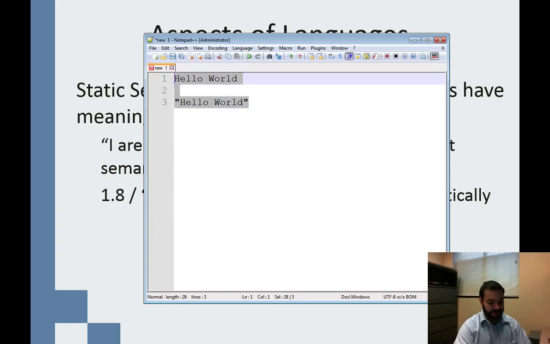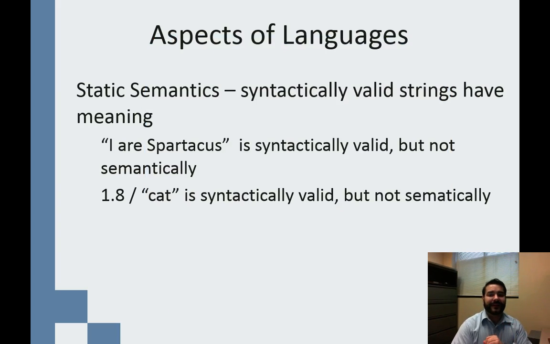The same thing actually happens with programming. Something like 1.8 divided by 1.8. That's syntactically valid. That's semantically valid. 1.8 divided by cat. Not so much. I don't even understand the concept of how it would work. That seems like animal cruelty, in my opinion, dividing cats all of a sudden. I don't like that. I like cats. That's where that stuff comes into play.